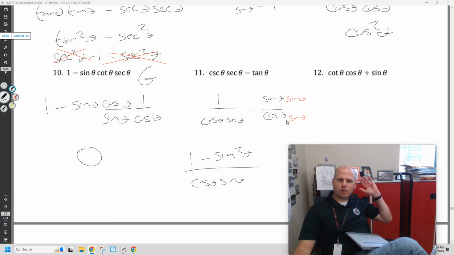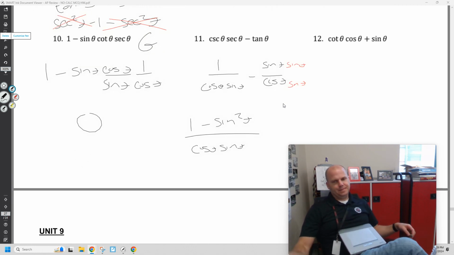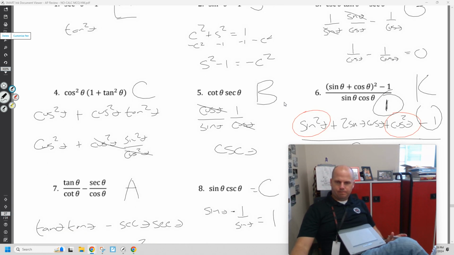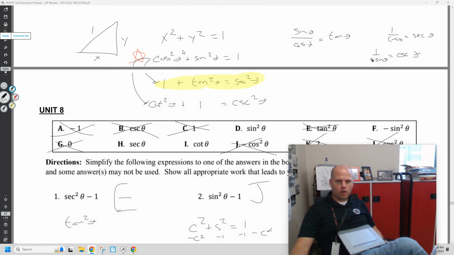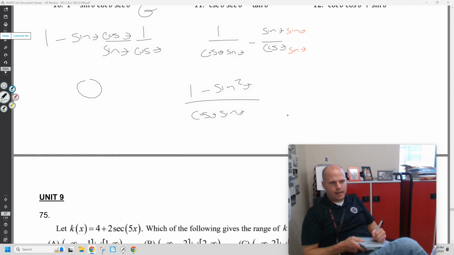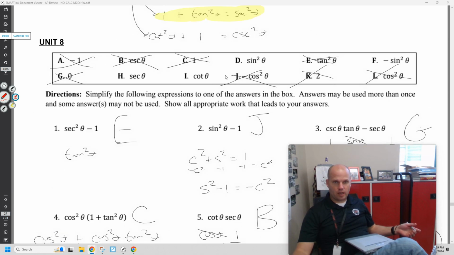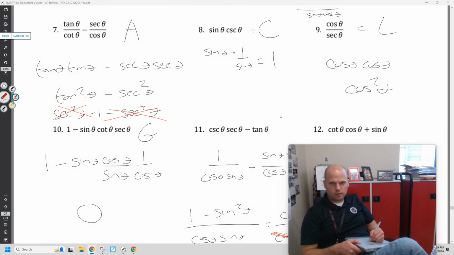It's not necessarily what I want. Wait, no, sorry. 1 minus sine squared theta is cosine squared theta. Starting to get tired. This will go away with this. I end up with cosine over sine, which is cotangent, and voila, there it is, cotangent.